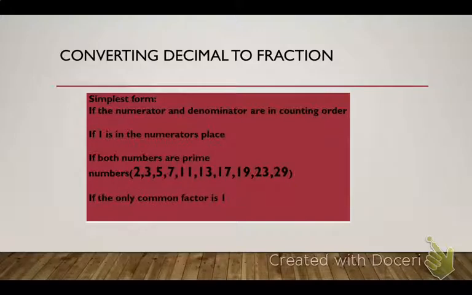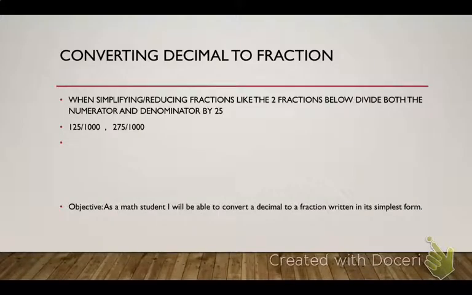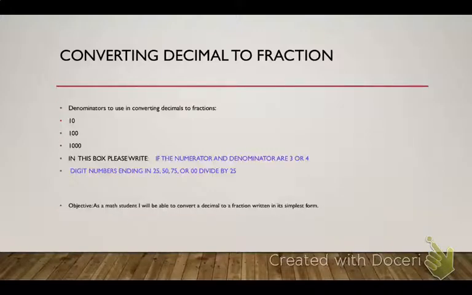So here we go. That should all be written down for you. It's just simply you going through and reading it. When simplifying or reducing fractions, like the two fractions below, divide both the numerator and denominator by 25. That means you'd have 25 and 00 or 75 and 00 at the end of those numbers. Okay, here it is. Denominators to use in converting decimals to fractions: 10, 100, 1,000. And in this box, you should write this piece right here.